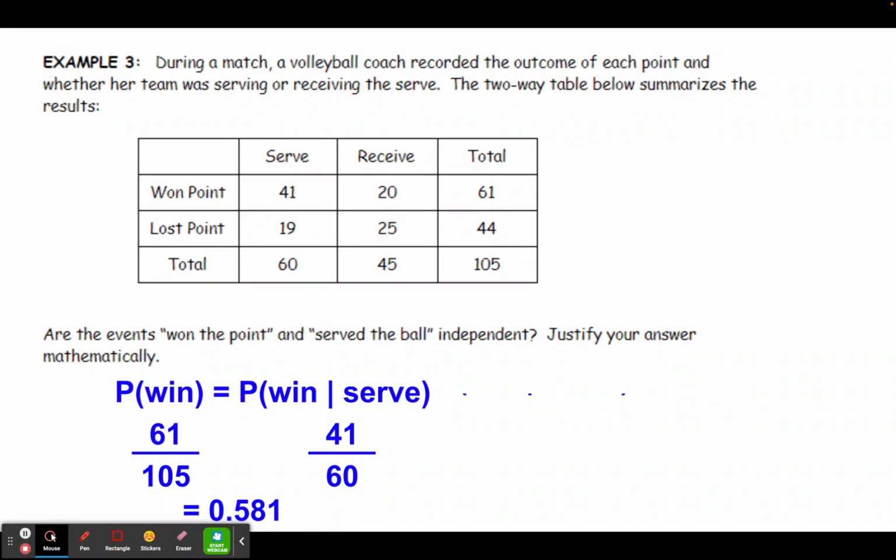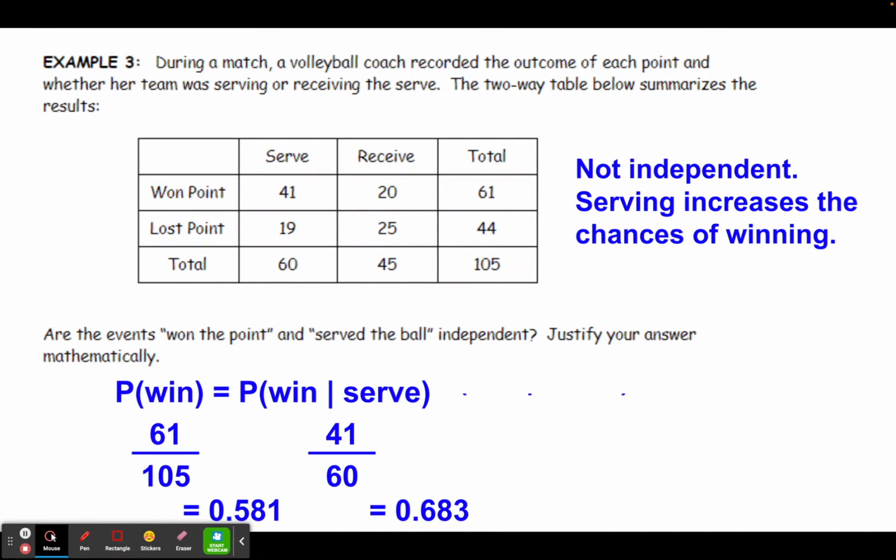So they have a 58.1% chance of winning the point, but if they are serving, their chance of winning is 0.683. So them serving made the probability of winning the point go up. Therefore, these events are not independent because serving increases the chance of winning.